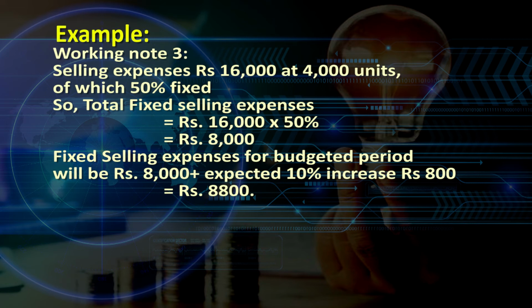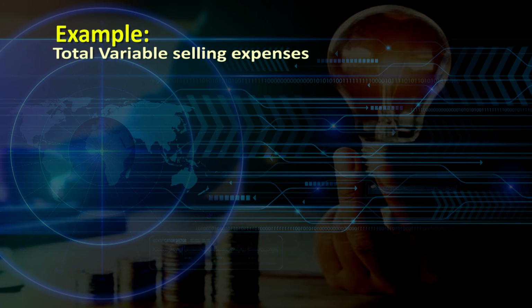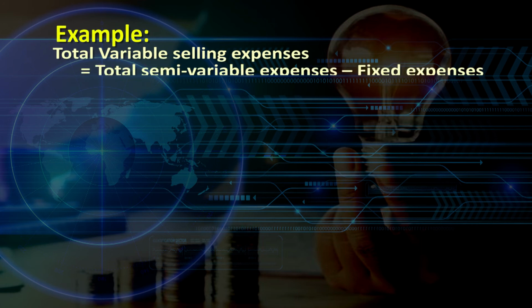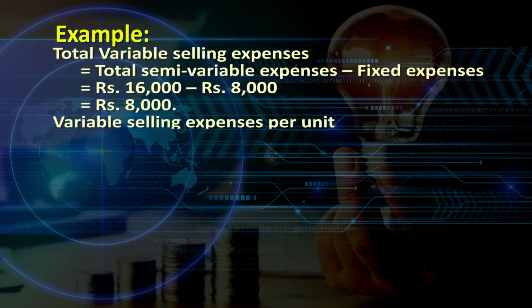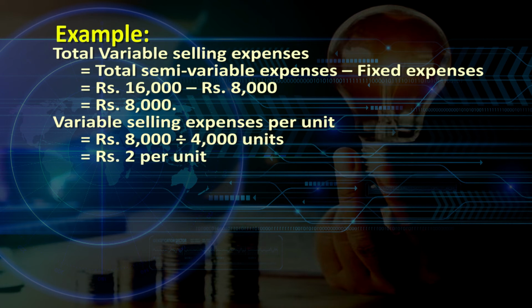Total variable selling expenses are equal to total semi-variable expenses minus fixed expenses. 16,000 minus 8,000, which is equal to rupees 8,000. So variable selling expenses per unit will be rupees 8,000 divided by 4,000 units, that is equal to rupees 2 per unit.